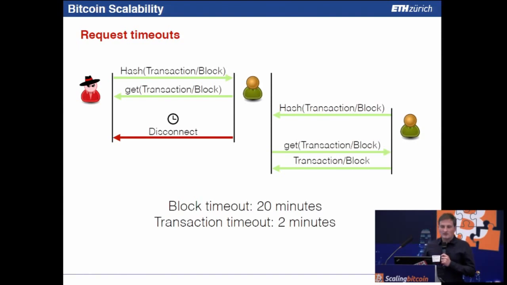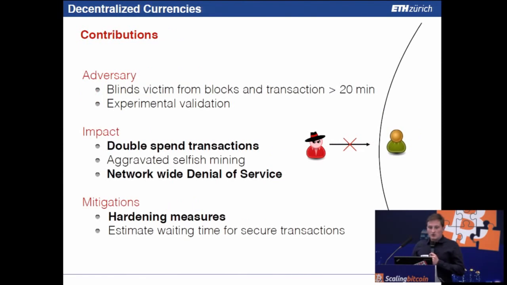So how can we abuse these scalability measures? In this talk, we are presenting a technique where we can blind a victim from blocks and transactions for longer than 20 minutes. And we have performed an experimental validation in the actual Bitcoin network. So this has been done and implemented. We show the impact in this talk in particular regarding double spending of transactions and a possible network-wide denial of service attack. And if you're curious, in our associated paper, you will find details about aggravated selfish mining.